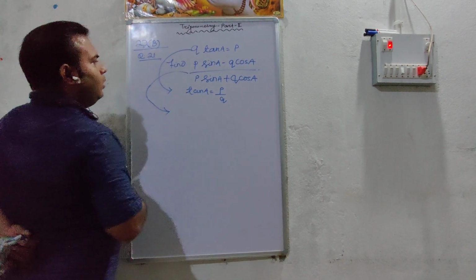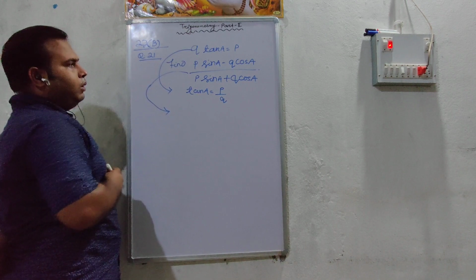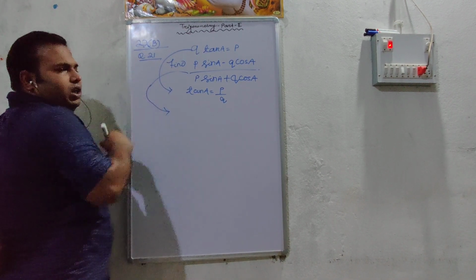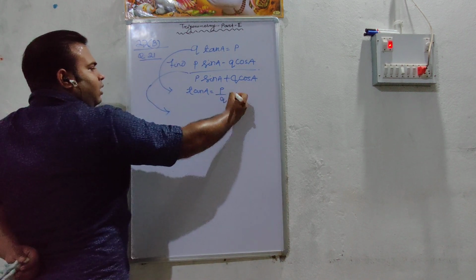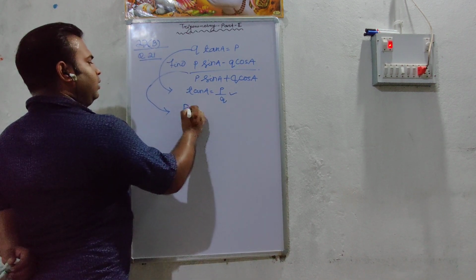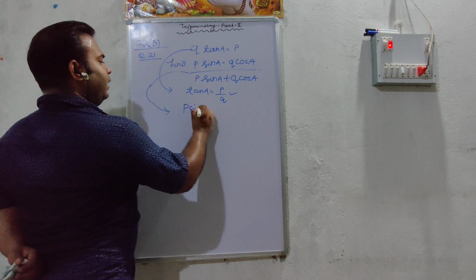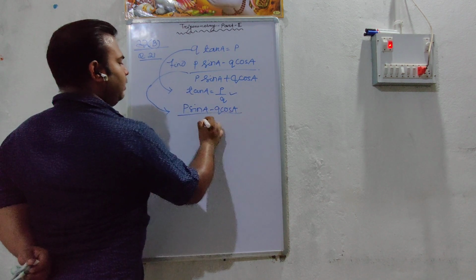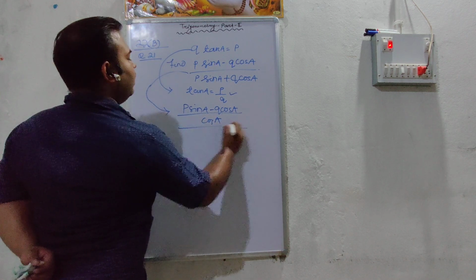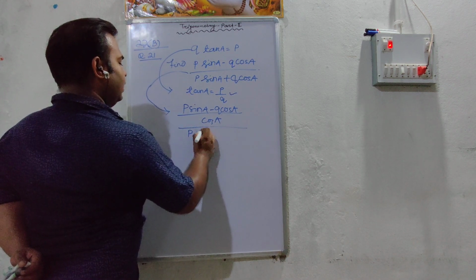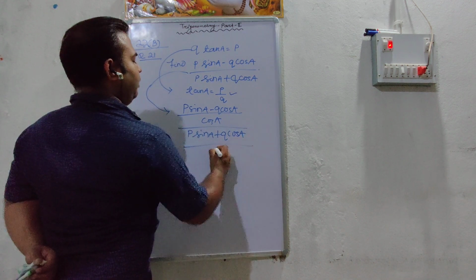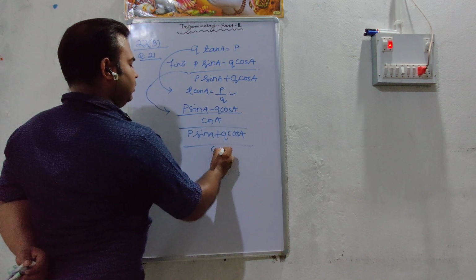P sin A minus Q cos A divided by P sin A plus Q cos A. Divide throughout the numerator and denominator by cos A. Why? Because sin A by cos A is tan A. We have to find the value of tan A. So P sin A minus Q cos A divided by cos A, and again P sin A plus Q cos A divided by cos A.